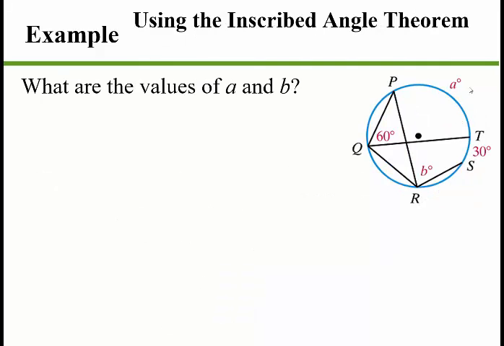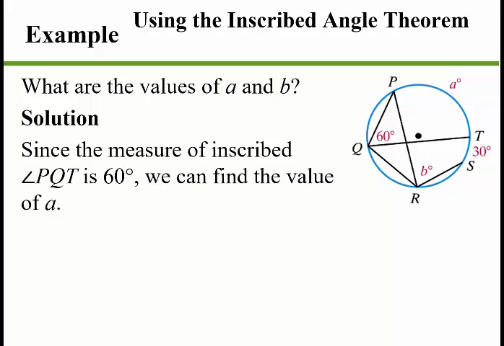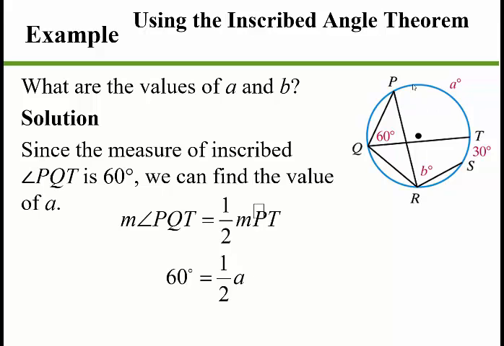Let's do another one. So what are the values of A and B here? All right. Well, what I can see here is that the measure of the inscribed angle PQT is 60 degrees. Notice that the arc for PQT is basically A, arc PT here. We can find the value of A. Well, PQT has a measure of 60, so 60 is equal to 1/2 of PT, and PT is A, so A must be 120 degrees.